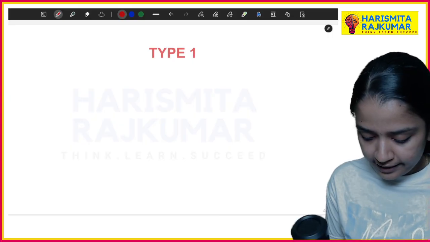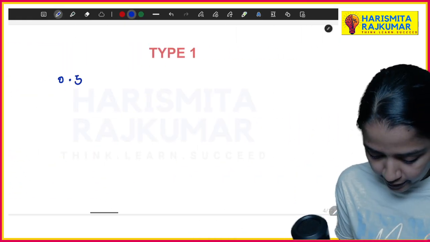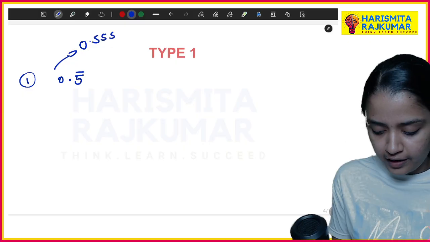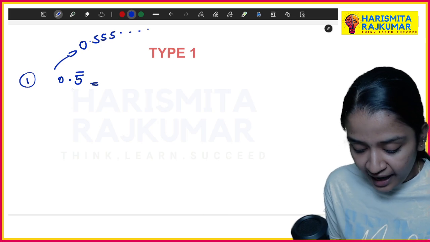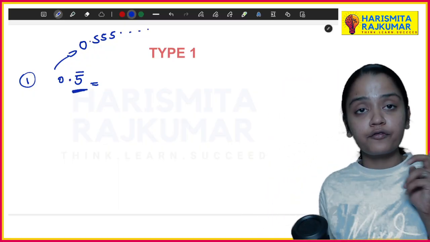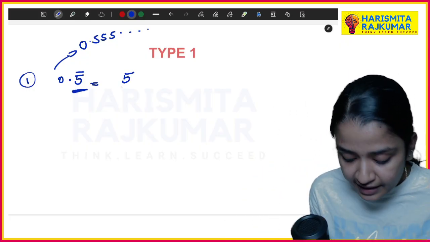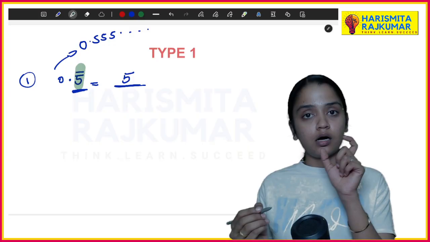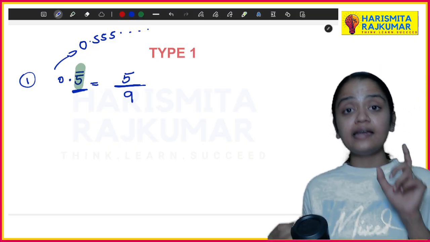Now, let me just write a number. For example, let me say 0.5 bar is my first question. What does this mean? This means 0.55555, which means your 5 is repeating continuously. So what I am supposed to do is take the numbers that are after the decimal point and put them in the numerator, right? In the denominator, you have only one number which is repeating, okay? So I have to put 9 in the denominator.